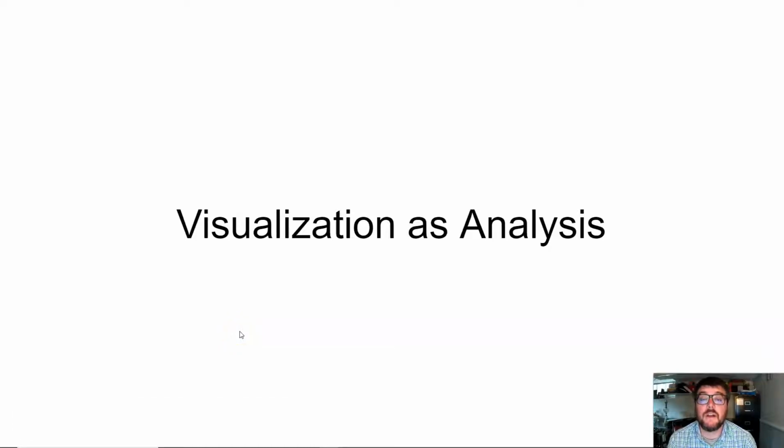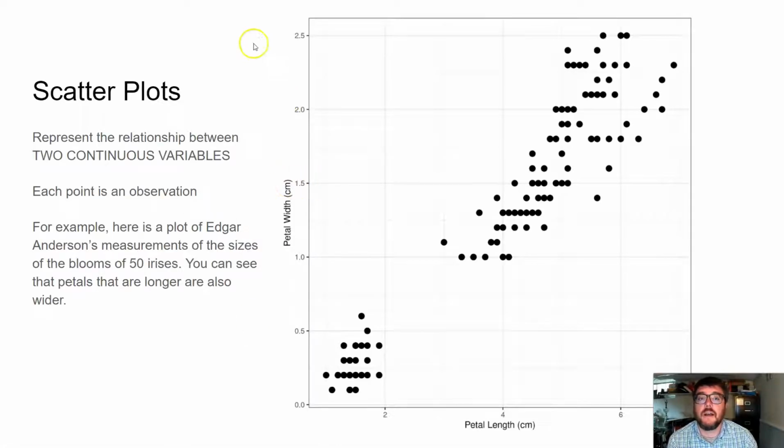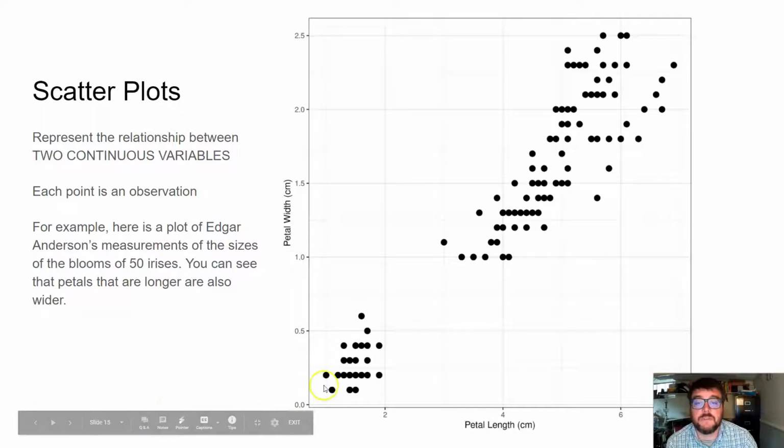The next piece of data representation that we're going to talk about is visualization. And in particular today, what I want to talk about is how visualization can be a form of analysis and help us understand what's going on in our data. So, the first thing I want to talk about are scatter plots, which are ways of representing the relationship between two continuous variables. So each point is an observation.